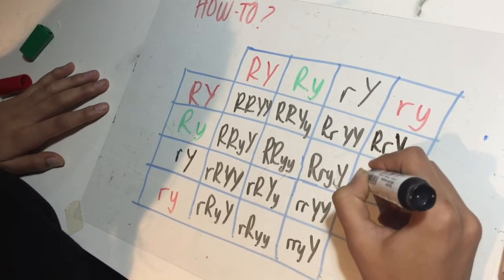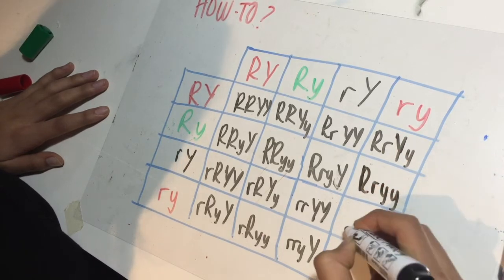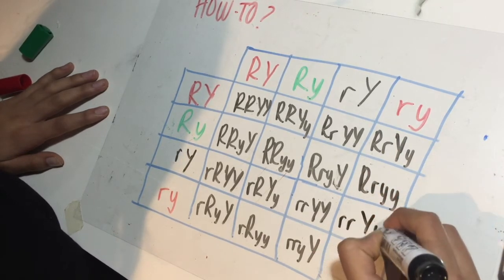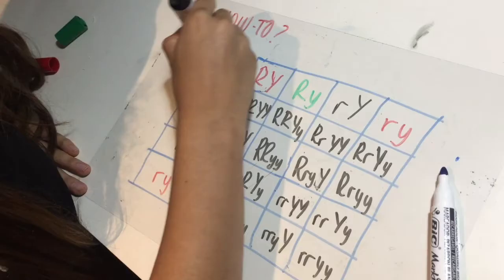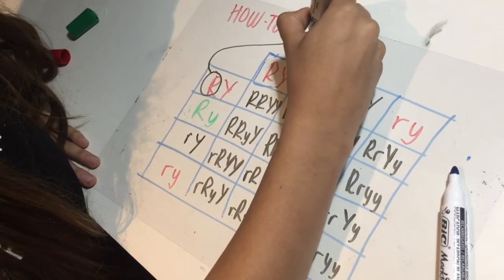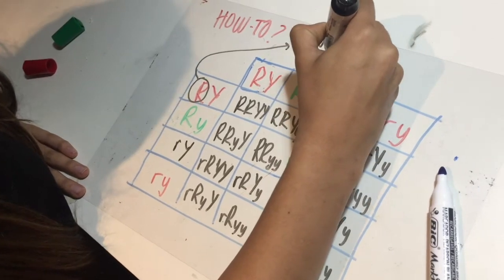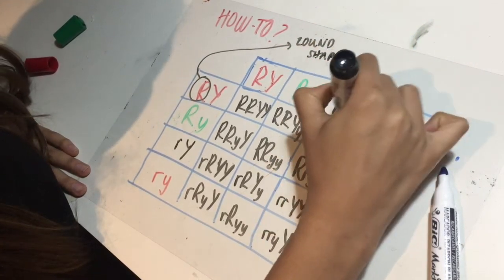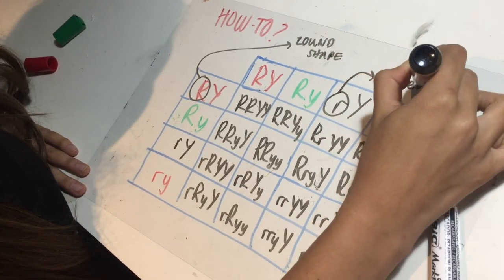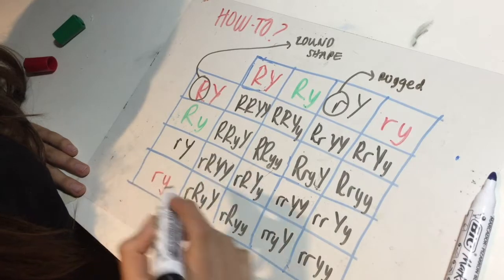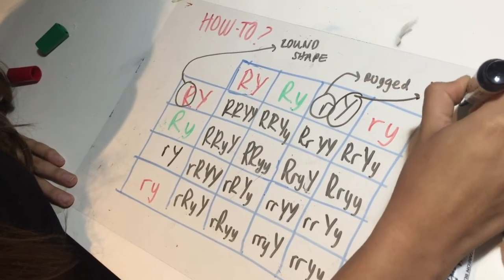The first allele is a round shape and it's dominant, so it's represented with a capital R. The next one is rugged and it's recessive, so it's represented with a lowercase r. And the color: yellow is the dominant color, so it's represented with a capital Y. And green is the recessive color, so it's represented with a lowercase y.